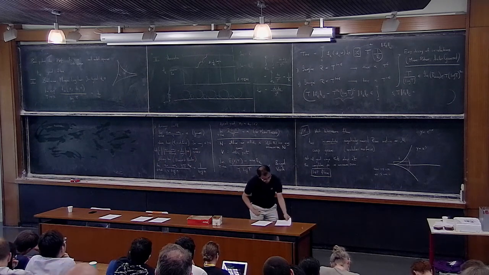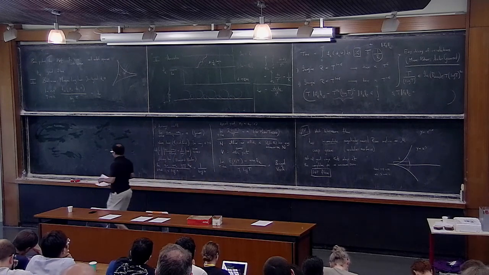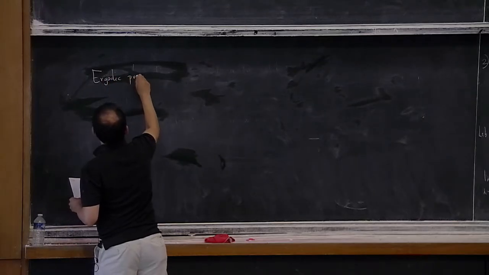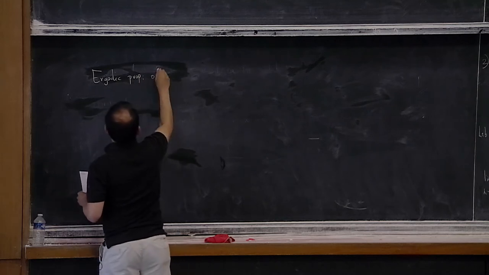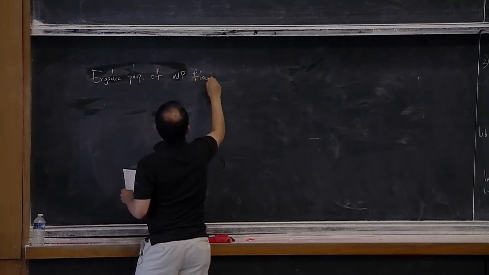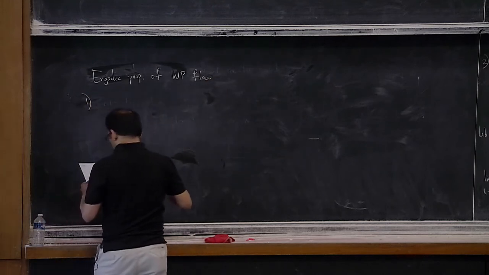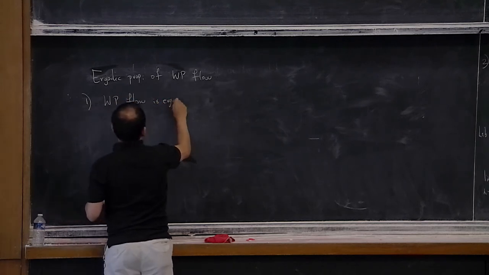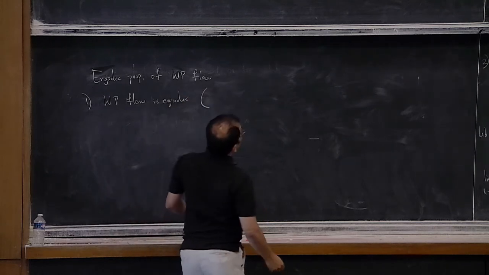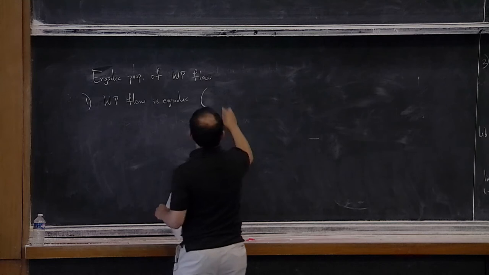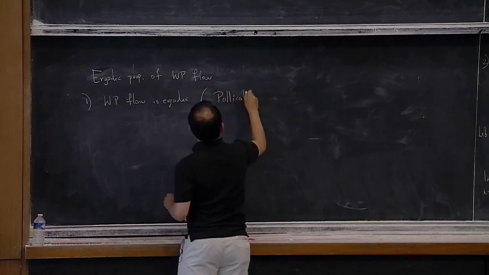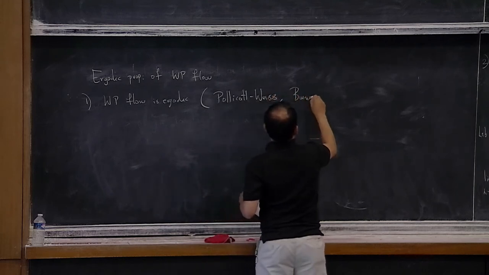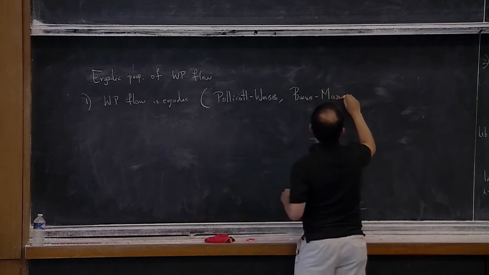Now I should also tell you what is known about the ergodic properties of the WP flow. The WP flow is ergodic. This is proved for moduli spaces like the moduli surface by Pollicott and Weiss, and in the general case, for general moduli spaces, by Burns, Masur, and Wilkinson.